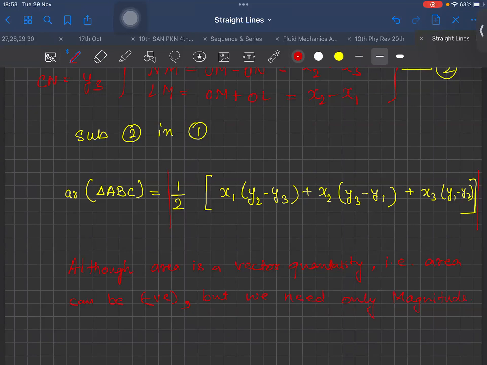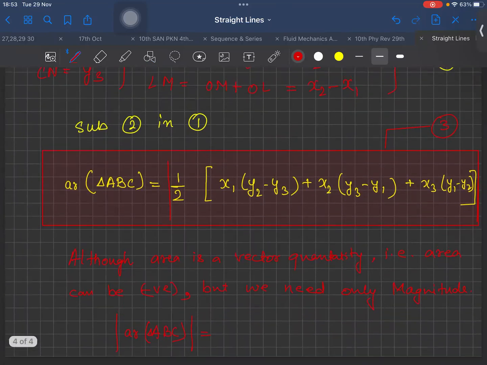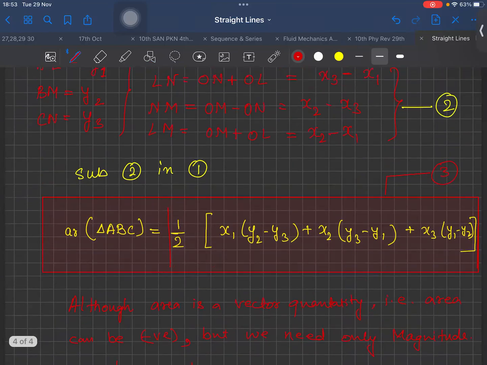So you can also write area of triangle ABC modulus is equal to that part, whatever we have got. Which equation is this? So this is equation number 3. All right. So this is the area of triangle.